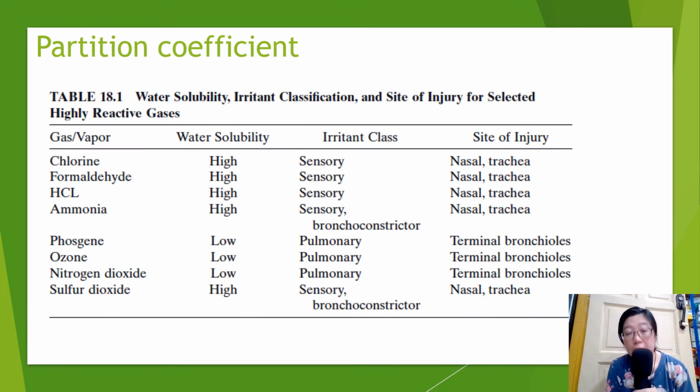Moving away from particles, we'll go back to normal gas. The different gases, as mentioned earlier, relate to industrial exposure. You can see there's something called the partition coefficient. Those with high water solubility might go on the higher side, while low water solubility tends to go further in. That's why for different types of gas, the main site of injury would be different.